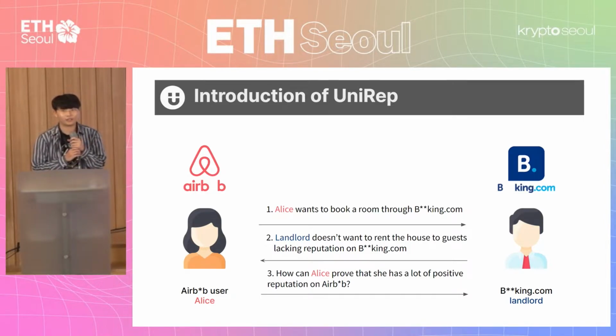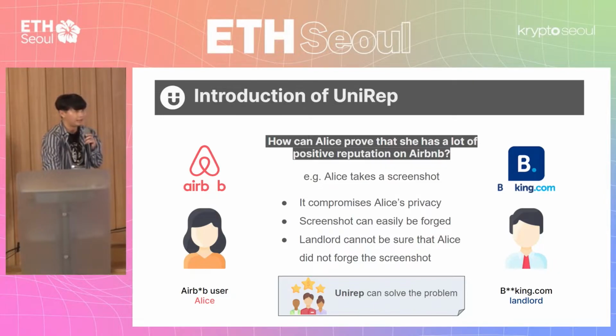And now I took an example. If Alice is an Airbnb user and she wants to prove to a Booking.com landlord that she has enough reputation to live. She has enough reputation on Airbnb, but the landlord of Booking.com doesn't believe she has enough reputation. And now how can Alice prove it to the landlord on Booking.com? The easiest way is that Alice can take a screenshot of her Airbnb history.